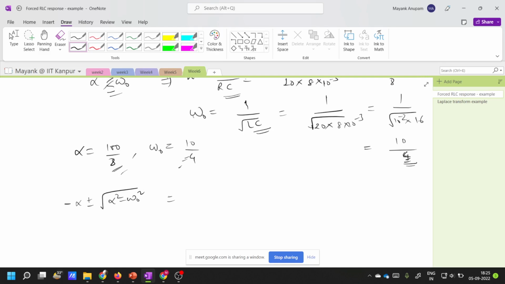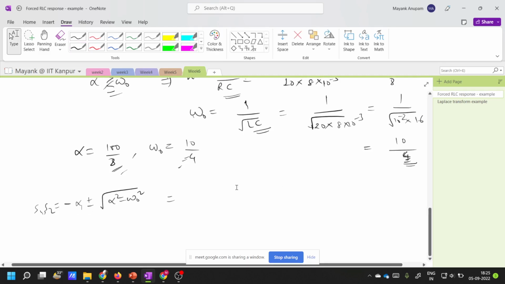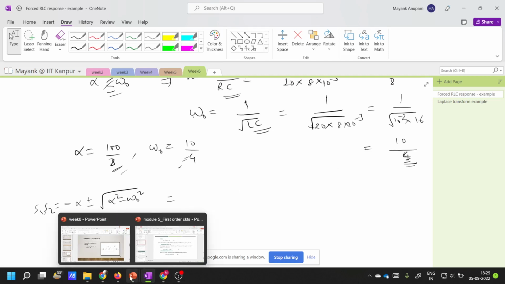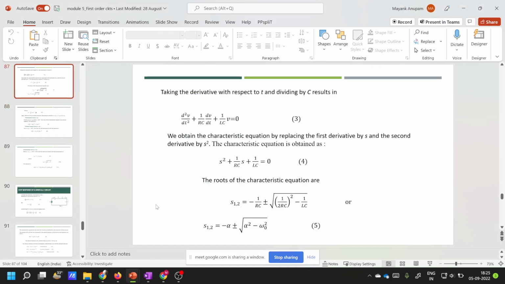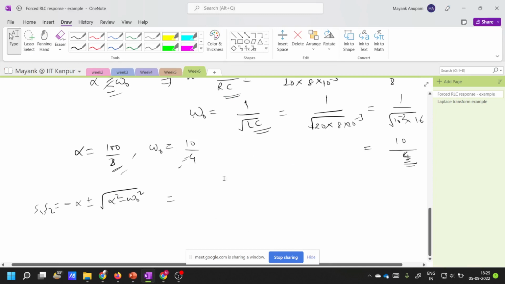Are you convinced that this is indeed the case? So what are the roots, s1 and s2? I have written it equal to this. Are you convinced that this is right? No response means you are convinced. Fine. So this is minus alpha plus minus under root of alpha square minus omega naught square. What will be the values of s1 and s2?